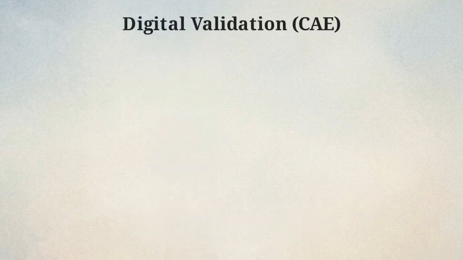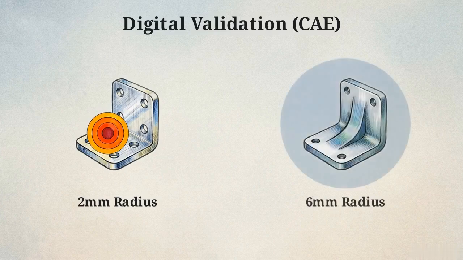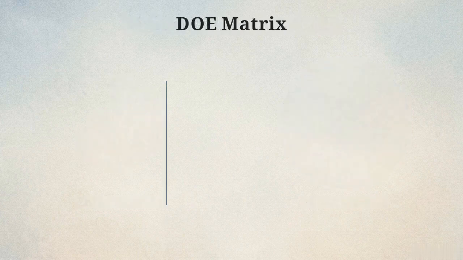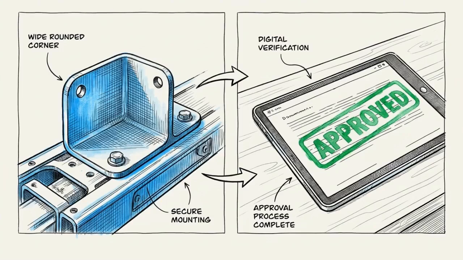To prove our 6 mm fix digitally, these side-by-side CAE stress plots compare the original 2 mm bracket, glowing red with high stress, against the 6 mm bracket in the low-stress blue zone. To validate physically, this DOE matrix cross-references material thicknesses against bend radii before authorizing new parts. Rounding off the physical bend radius is a temporary patch. Implementing the missing review checklist vaccinates the engineering process against future recurrence.